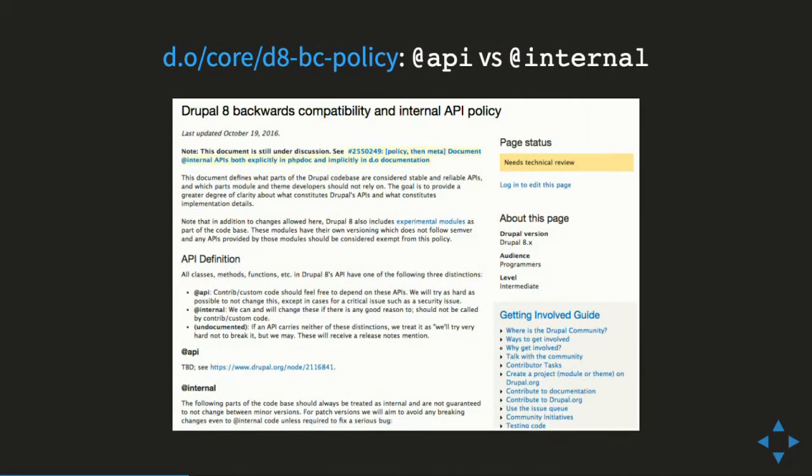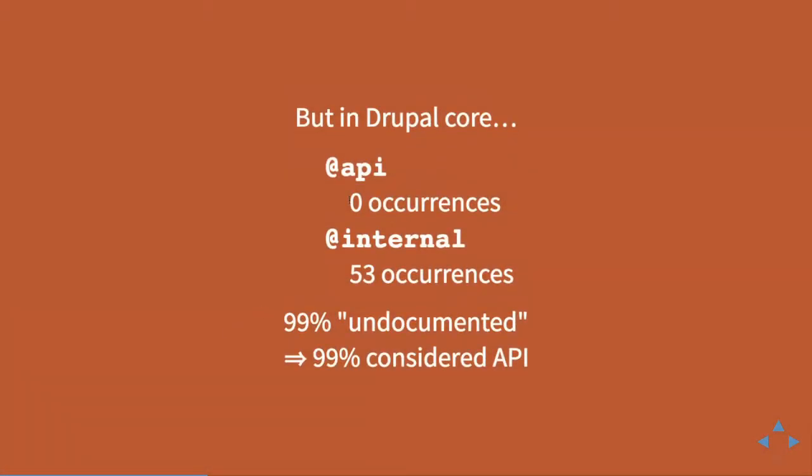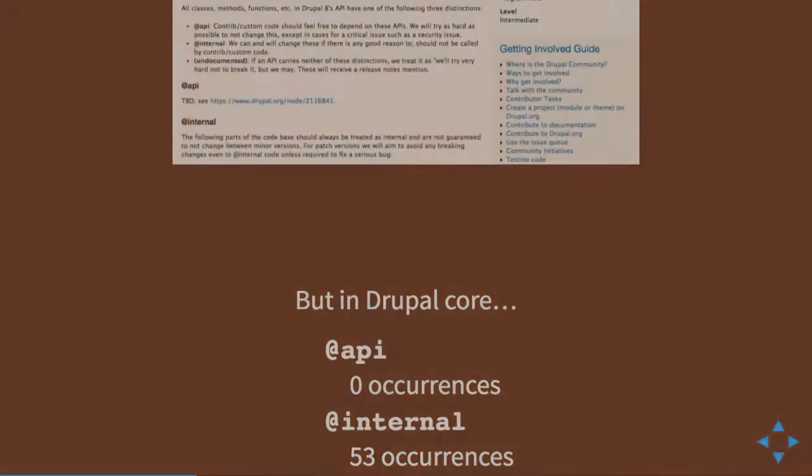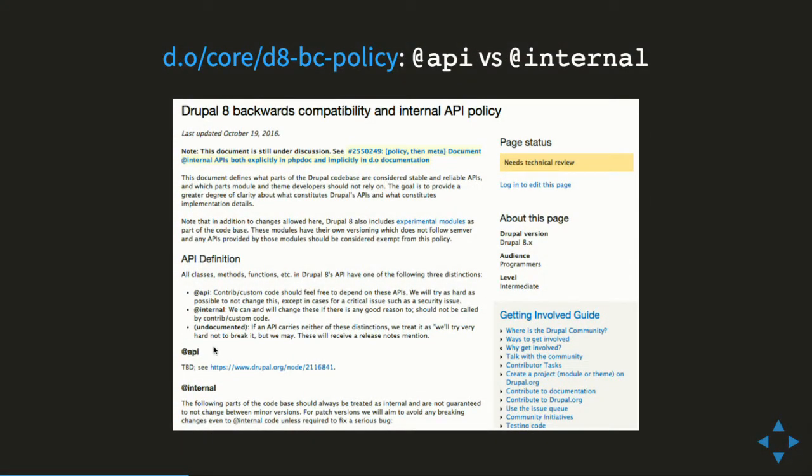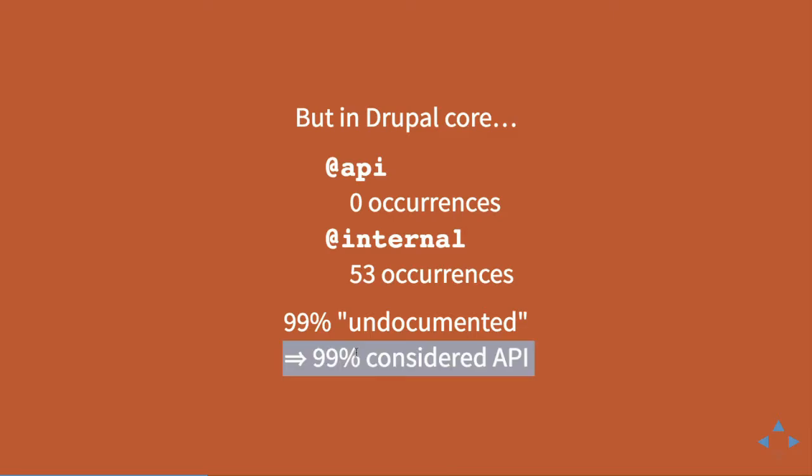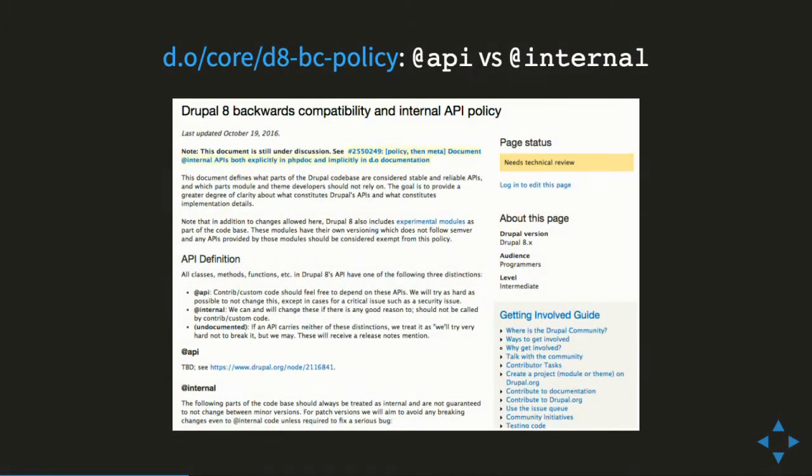And so the @API and @internal, we have that, but in Drupal core, we sadly use @API 0 times and @internal 53 times, which is not a whole lot. So that means that 99% falls in the undocumented bucket, which means that 99% is effectively considered kind of API. So we have a way to be explicit about things, and ideally we would be using it, but in practice we're not yet using it, and that's a problem.